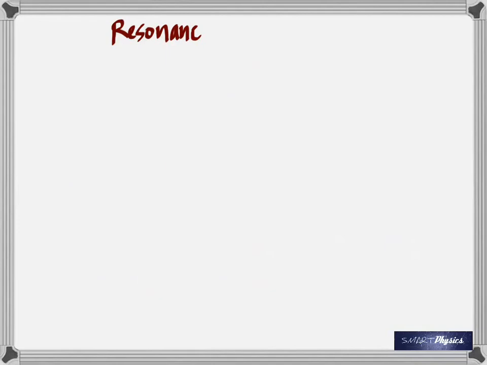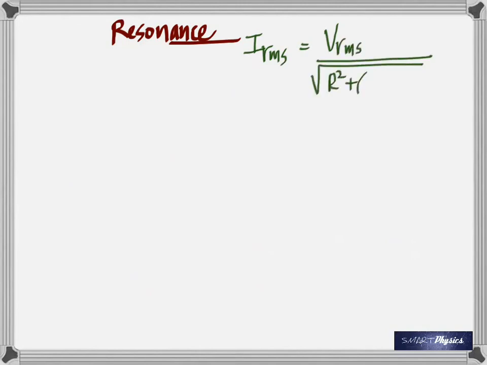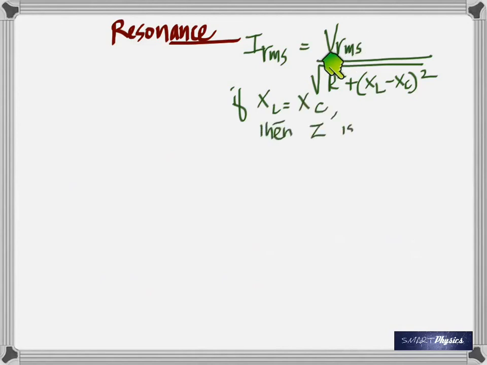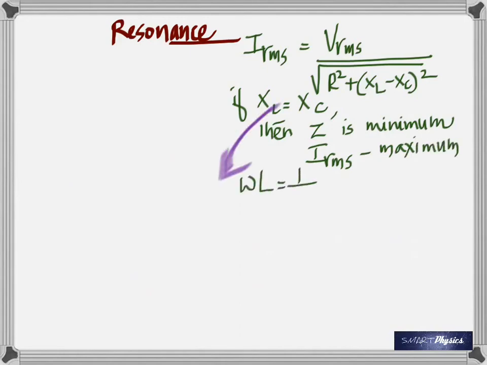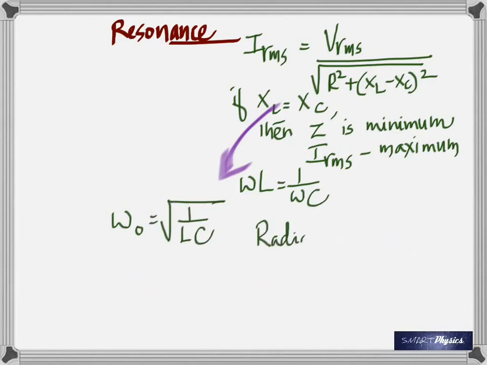So I gave you the resonant frequency right now. And I'll write it out again. We know that IRMS is VRMS by this. This is what I've been trying to explain. And that denominator that you find there is what's called the impedance. The whole thing is the impedance. If XL is equal to XC, then Z is minimum. That means IRMS is maximum. Everything that I told you. And that happens at this frequency. And I just called it omega naught to show that that is resonant frequency.